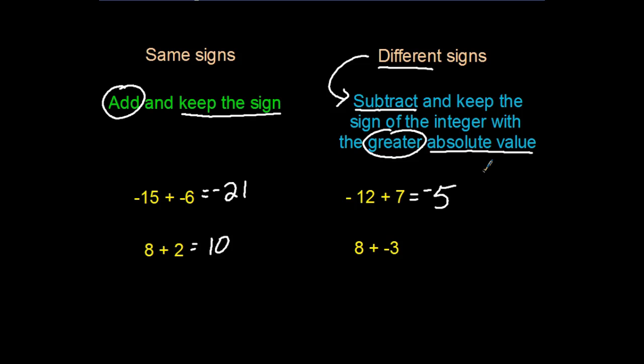Let's do that again. 8 minus 3, well 3, 4, 5, 6, 7, 8, that's going to be 5 again. In this scenario, my positive number is farther from 0. So my answer will be positive. There's more positives here than negatives. My answer is positive.